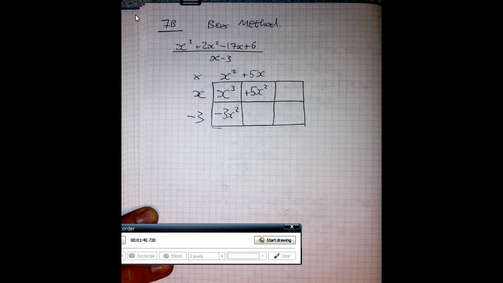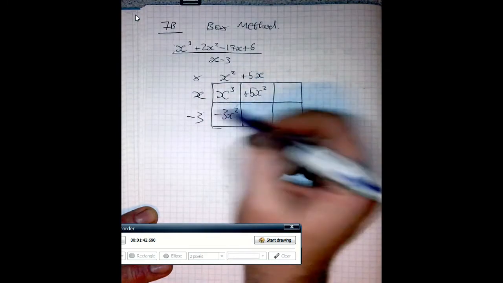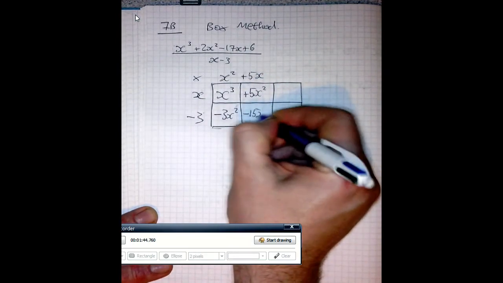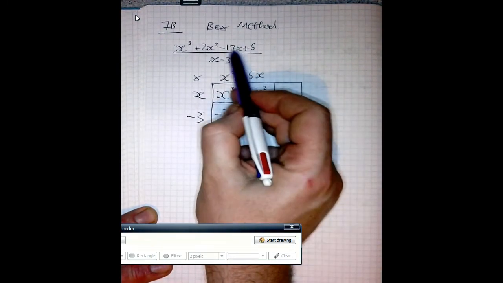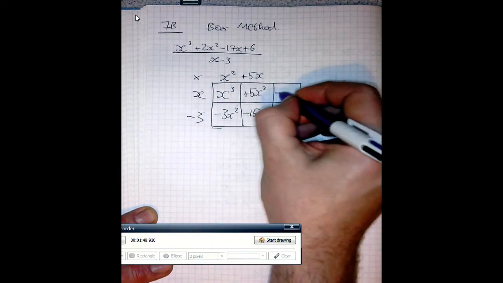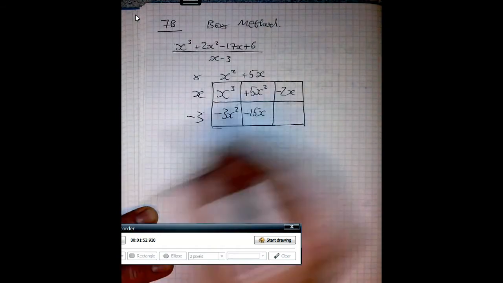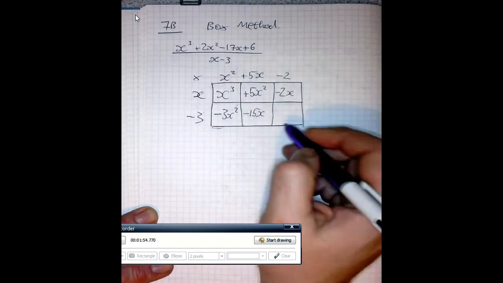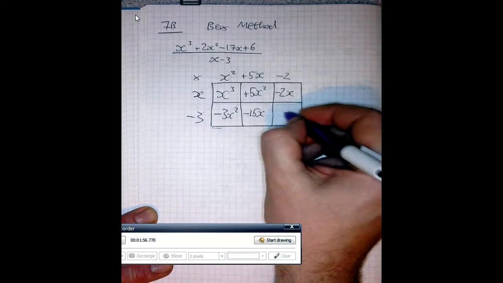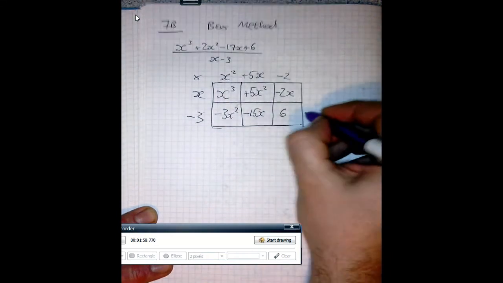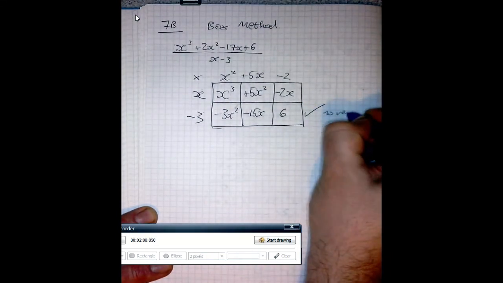Okay. Well, that means that this must be minus 15x. I don't want minus 15x, I want minus 17x. So I'm going to fix that here. Now I've got minus 17x, which means that must be minus 2. Minus 2 times minus 3 is 6. That's what I want. So I'm done. No remainder.